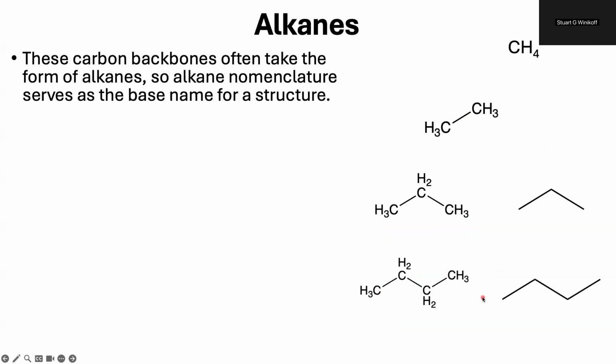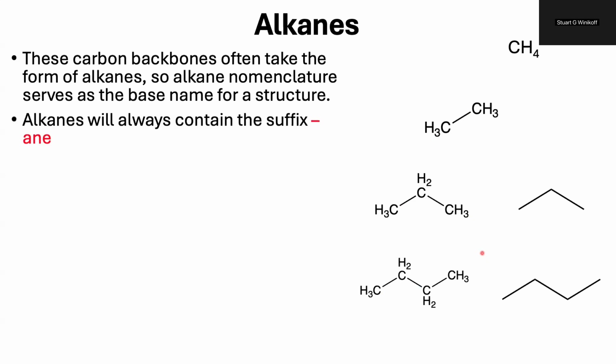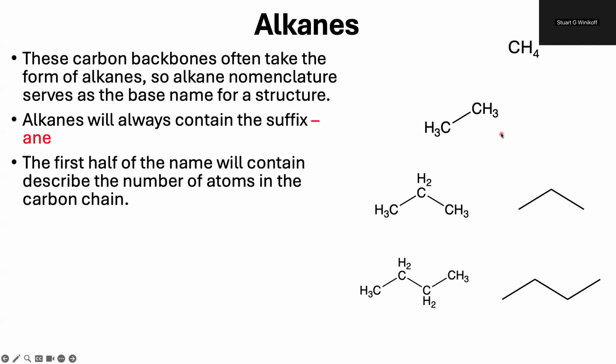Because these carbon backbones often are formed by alkanes, these are going to be the base name of the structure. And each of these alkanes will contain a suffix that ends in ane. Whenever you see ane, you should know that you're dealing with some sort of alkane or alkane-derived species. The first half of the name will tell you exactly how many carbon atoms are in that carbon chain.